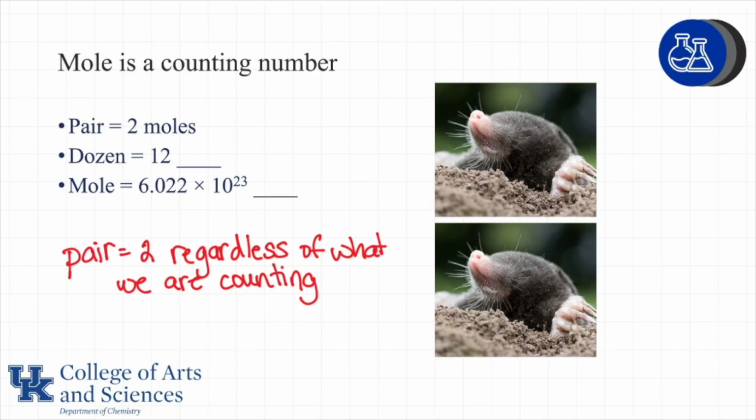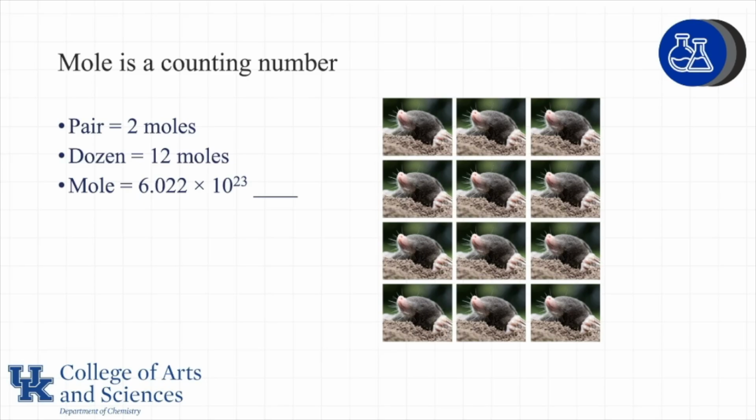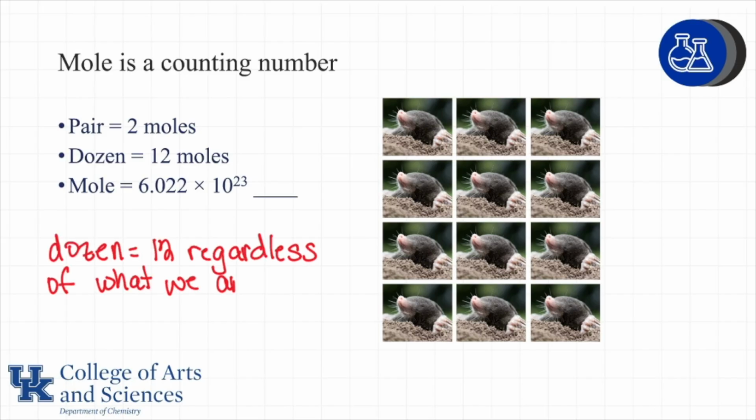If you have a dozen of something, that means you have 12. If you have 12 moles, you have a dozen moles. Just like a pair, the meaning is defined regardless of what you're counting. A dozen always means 12.